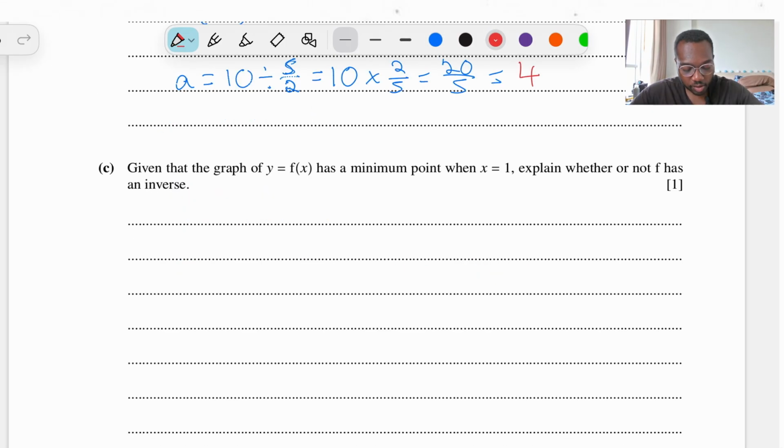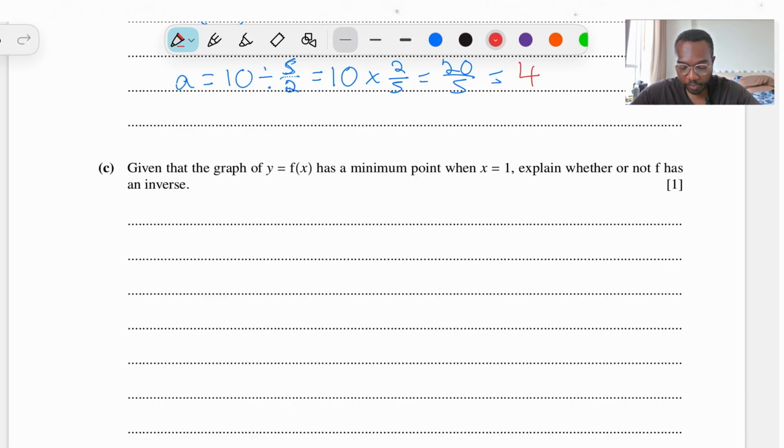So part C now, we've been given that the graph of y equals f of x has a minimum point when x is equal to 1. Explain whether or not f has an inverse. So for something to have an inverse, it has to be a 1-to-1 mapping. It has to be a 1-to-1 mapping. So for a normal quadratic equation, where x is all real numbers, if we let that happen, that will never have an inverse. It needs to have a 1-to-1 mapping.